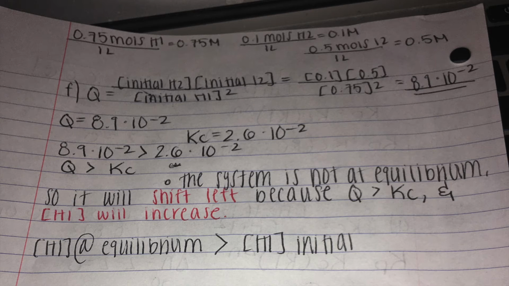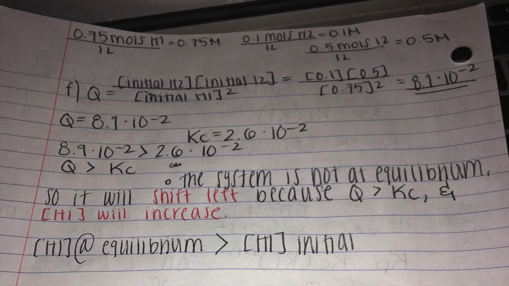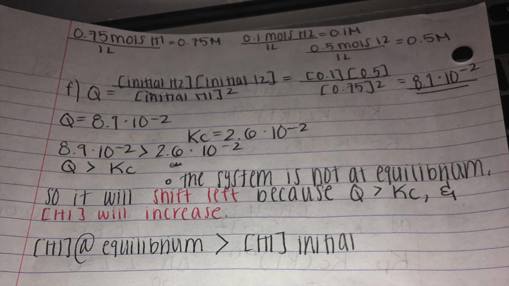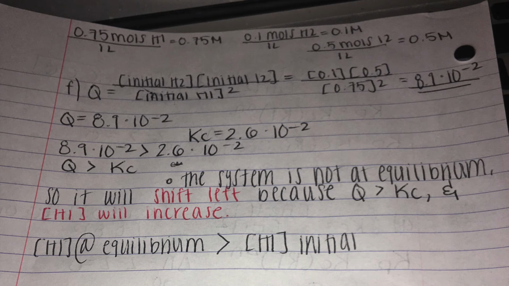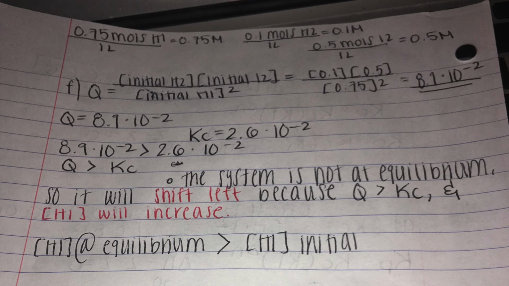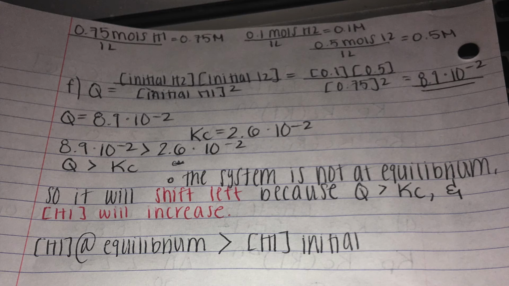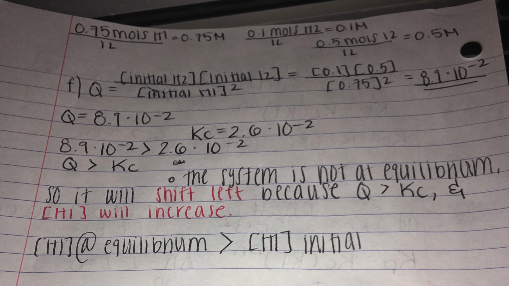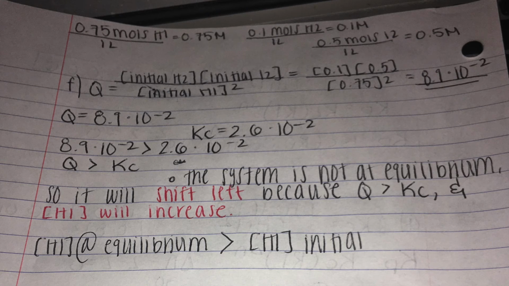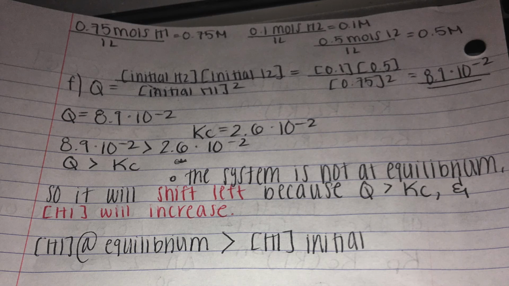To solve this problem, I solved for the reaction quotient, Q, and then compared that to K to see which direction equilibrium would shift, or if the reaction was even at equilibrium. Q equals the concentration of the products over the concentration of the reactants. Since there is only 1 liter of solution, the number of moles of each substance is equal to the molarity of that substance. So Q equals 0.1 times 0.5 over 0.75 squared, which equals 8.9 times 10 to the negative second.